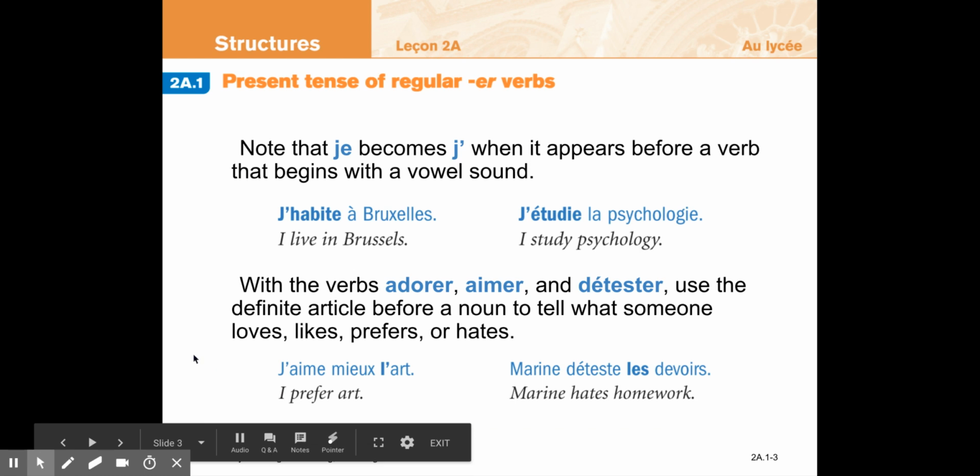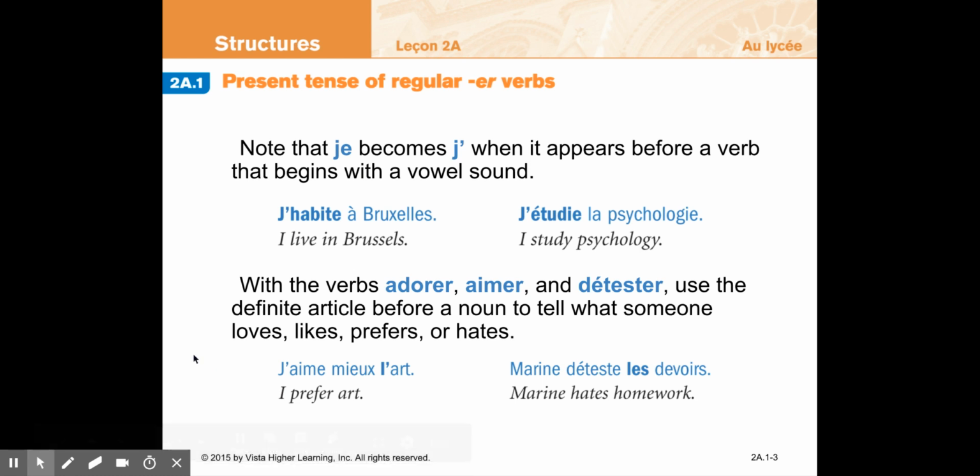So note also that je is going to become J apostrophe when it appears before a verb that begins with a vowel sound. Not sure how much we've talked about this before, so just as a reminder, the vowels in French are the same as they are in English, A, E, I, O, U, and Y, but also the H is a vowel sound in French, and that's because we don't pronounce the H most often when we're speaking in French. So you would say, j'habite à Bruxelles, I live in Brussels, so it becomes J apostrophe, j'habite, or j'étudie la psychologie, J apostrophe.